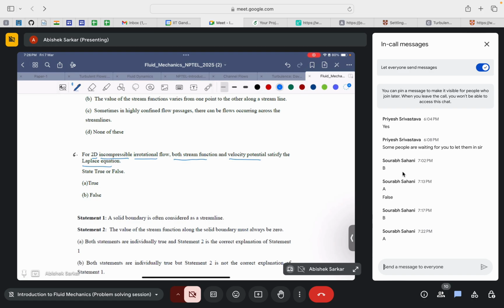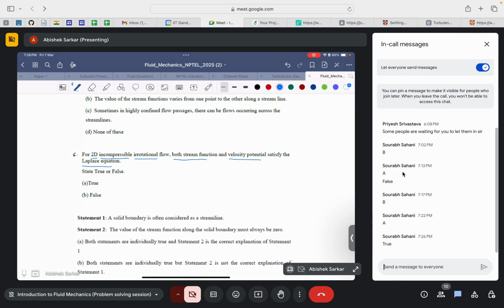I just discussed it, so you can tell whether it's true or false. So saying that for this case, we will have Laplace equation del square phi equal to 0 and del square psi equal to 0. True. Okay, so it is correct.